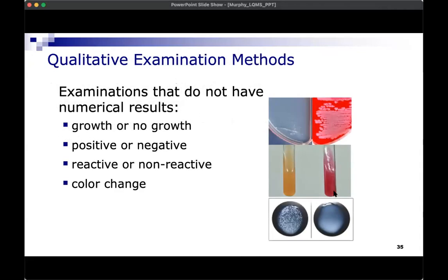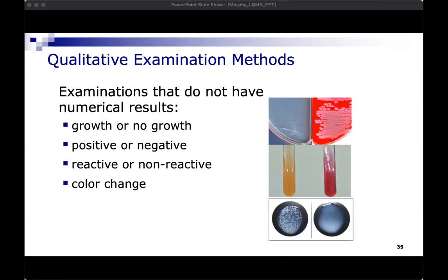And then qualitative examination methods are those that measure the presence or absence of a substance, or evaluate cellular characteristics such as morphology. The results are not expressed in numerical terms, but in terms such as positive or negative, or reactive or non-reactive, or normal or abnormal, or growth or no growth.